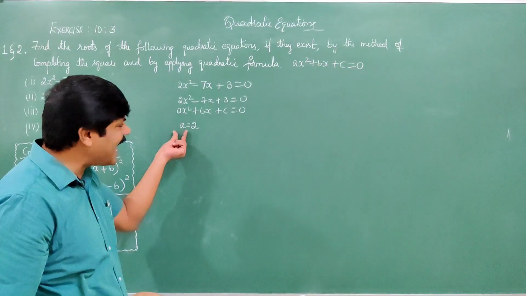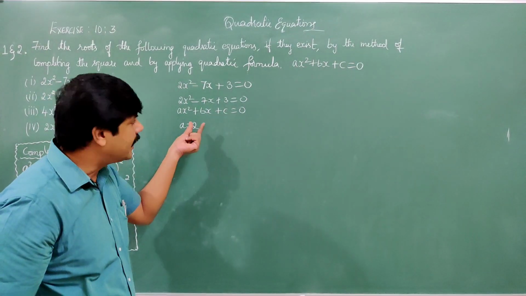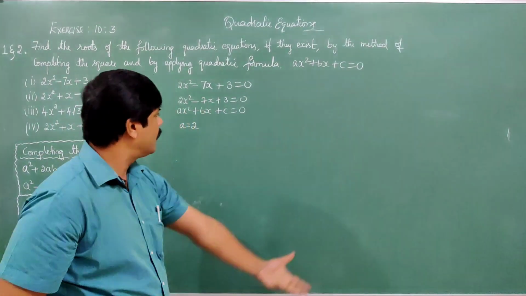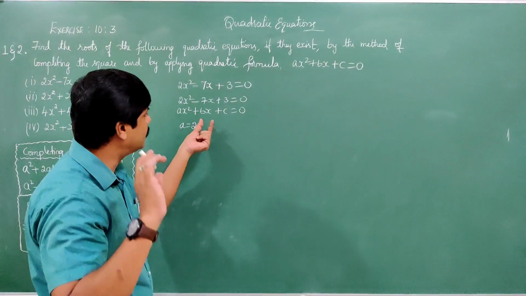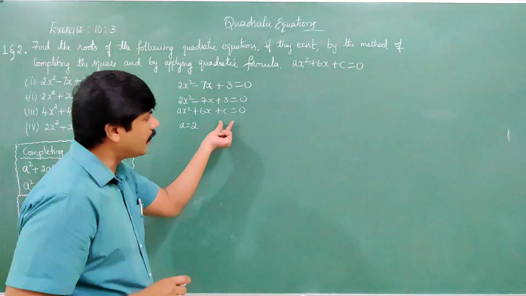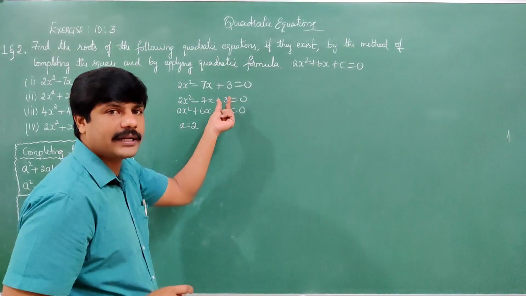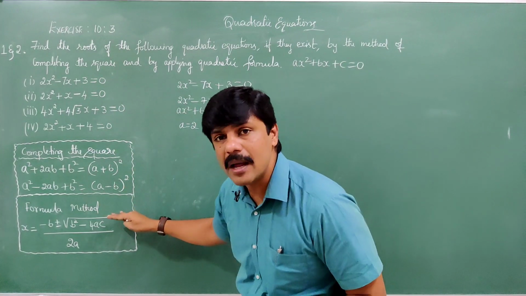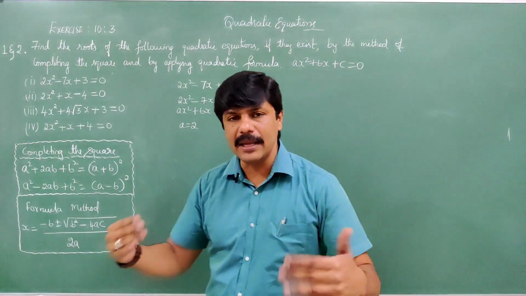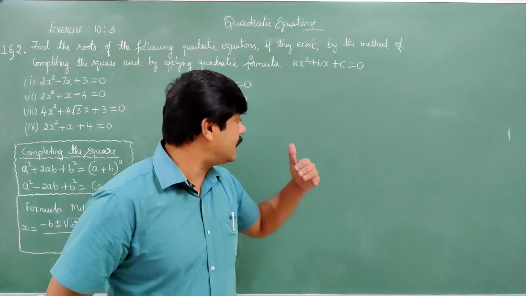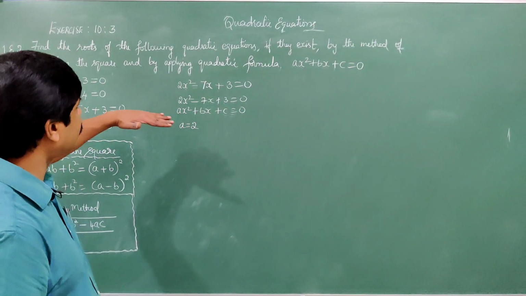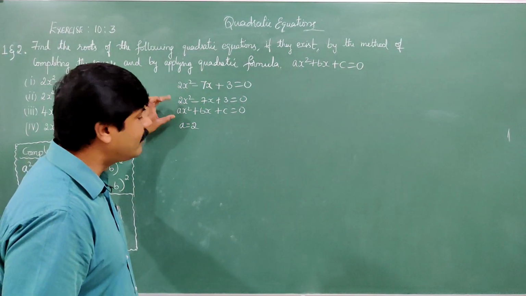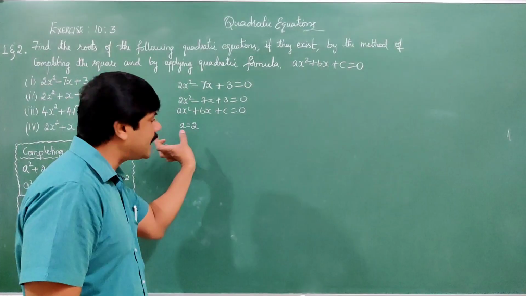So a is nothing but the coefficient of x square. Here b, what is there in place of b? Minus 7 is there. So minus 7 is the coefficient of x. Now 3 is the constant, that is the c value. c is equal to 3. When we solve to find the roots by the formula method, you have to find the values of a, b, c and substitute. Now in this completing the square method, we will use only a. a is important here.